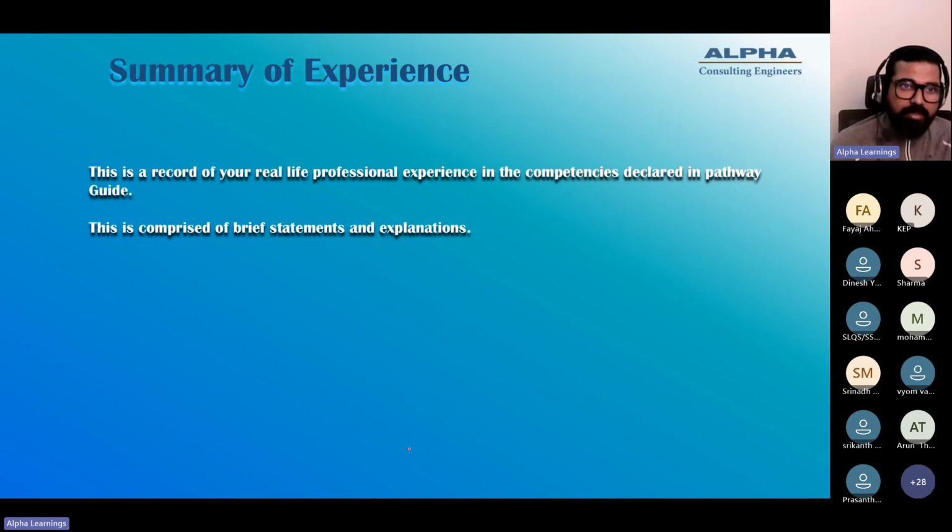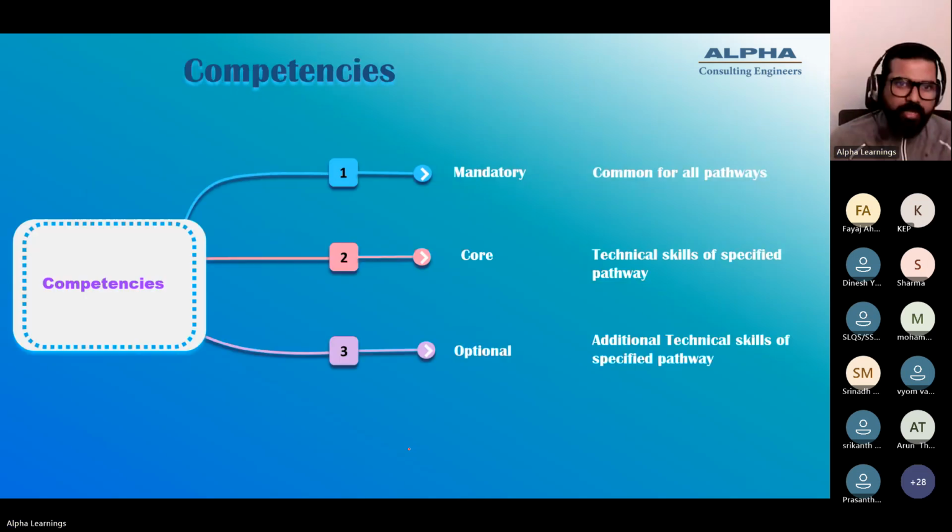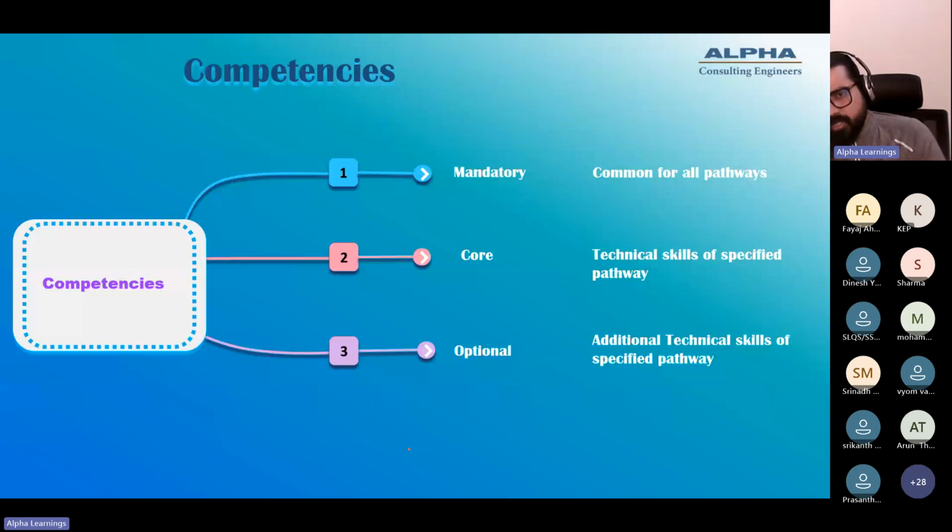Now, summary of experience. It's a record of your real life professional experience in the competencies declared in the pathway guide. It comprises brief statements and explanations. As we have seen, we have three types of competencies, and the summary of experience is the write-up on the competencies. We have mandatory competencies common to all pathways, core, that is a technical skill, and optional competency, that is also technical skill, but you can select from a list of technical competencies. So these are the competencies.